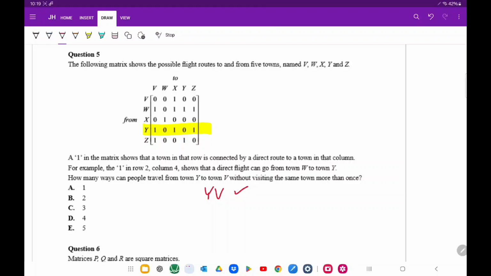But we could also travel from Y to Z. So we'll look at Z first, and I'll show you the other alternative for X. So if we go Y to Z, the other route from Z to get to V is YZV. Now, obviously, you don't want to go YZY in this case, because you're going to be traveling more than once. So there we go. The answer is at least 2 in this case.